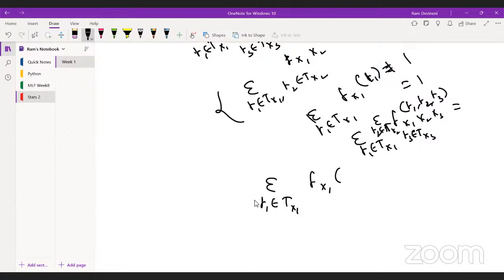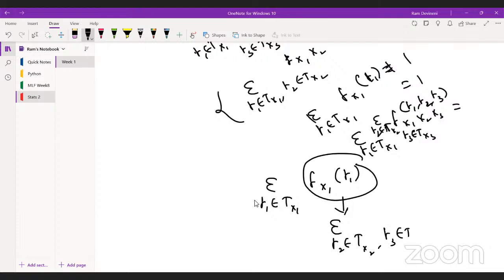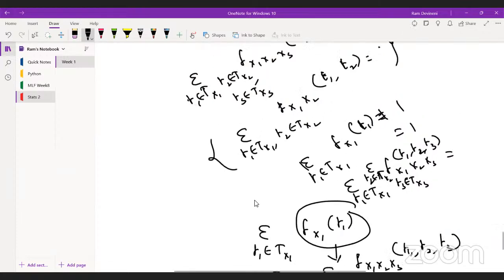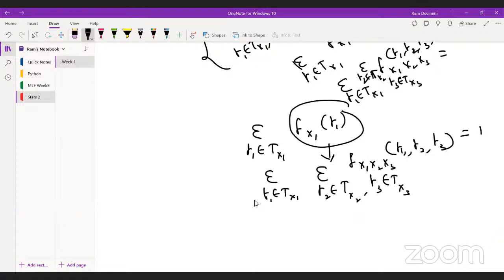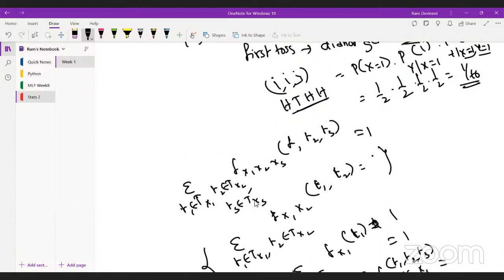Not exactly correct. But what about this value? This is nothing but the sum over t2 belongs to tx2, t3 belongs to tx3 of fx1 of t1, t2, t3. This is the value of fx1 of t1, and I'm summing it over with respect to t1 belongs to tx1. So this is going to be equal to 1. Saying not equal to 1 is not correct. Similarly, even this is going to be equal to 1.